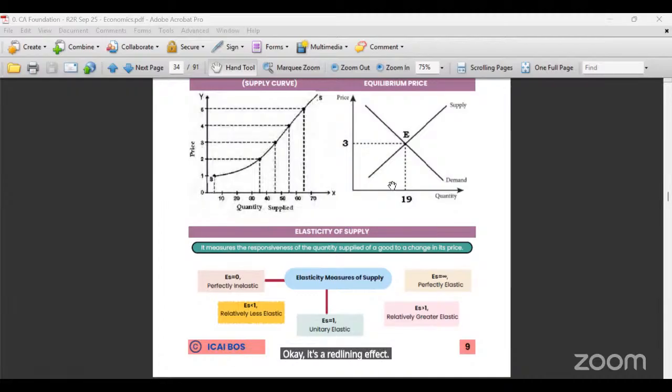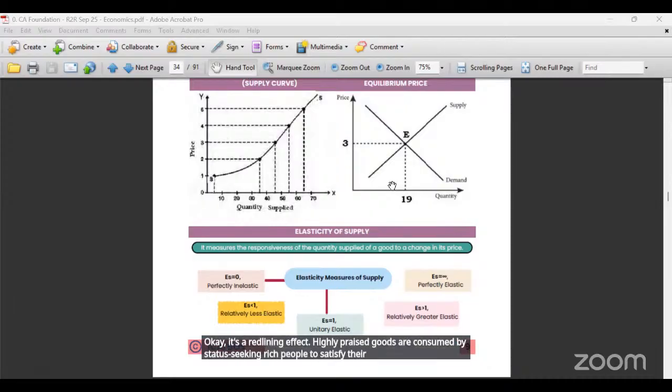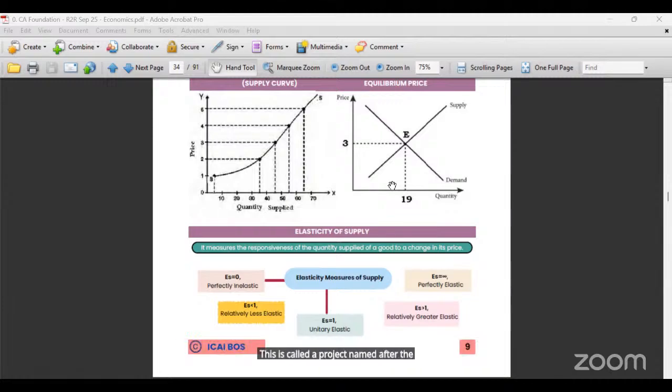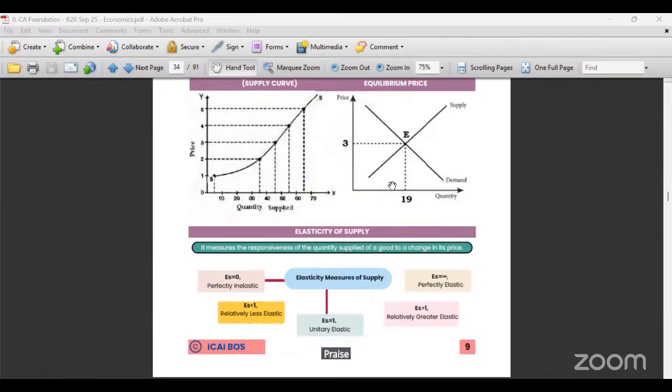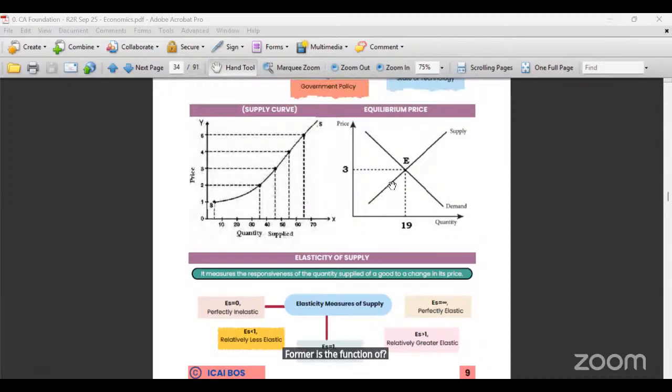Highly priced goods are consumed by status-seeking rich people to satisfy their needs for conspicuous consumption. This is called Veblen effect, named after the American economist Veblen. For example, expensive cars and jewels. The distinction between snob effect and the Veblen effect is that the former is a function of the consumption of others, and the latter is a function of price.